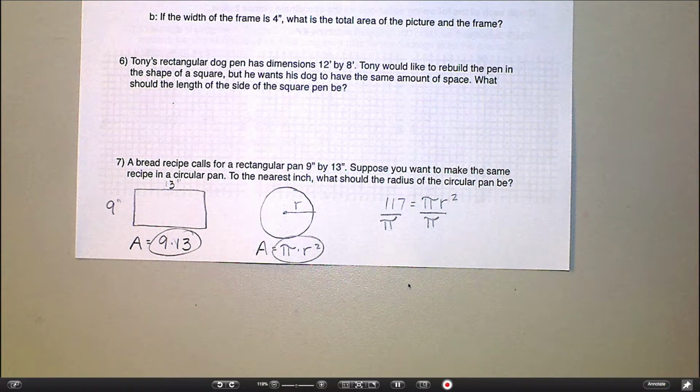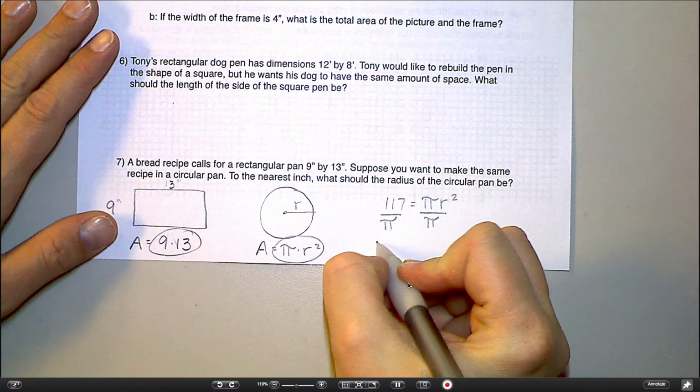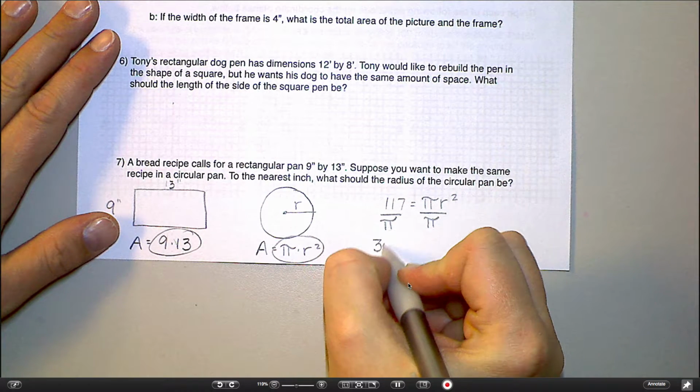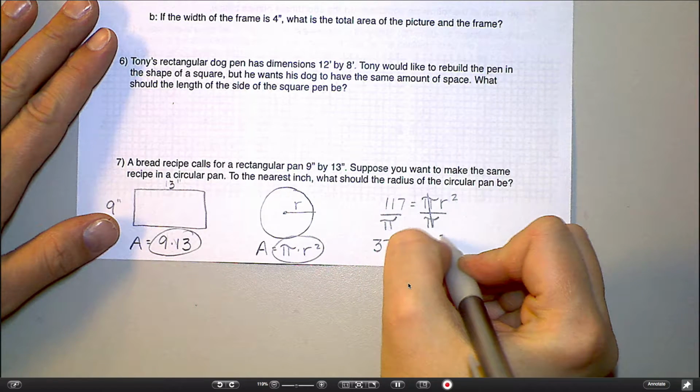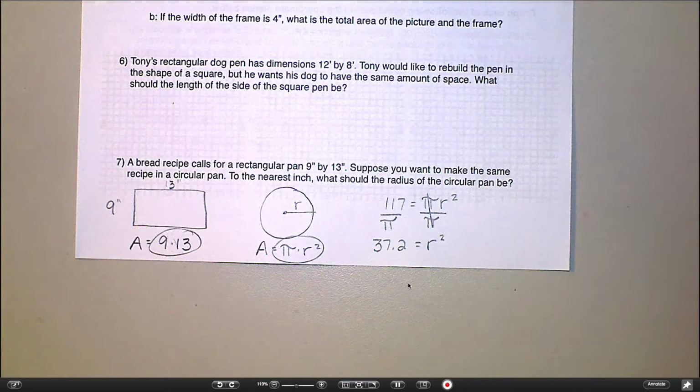Can someone help me with 117 divided by pi? It's going to be ugly. 37.2. Thank you. And that now equals just r squared. Now, how do I get rid of a square?